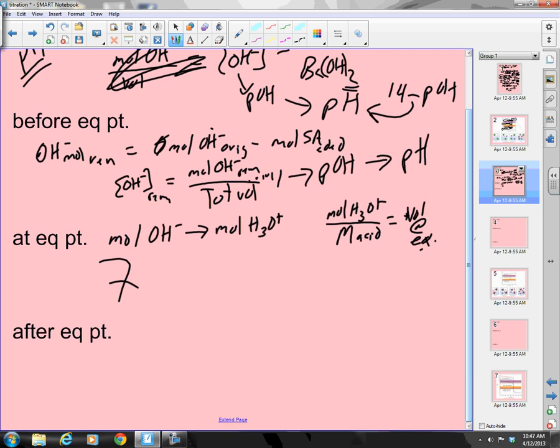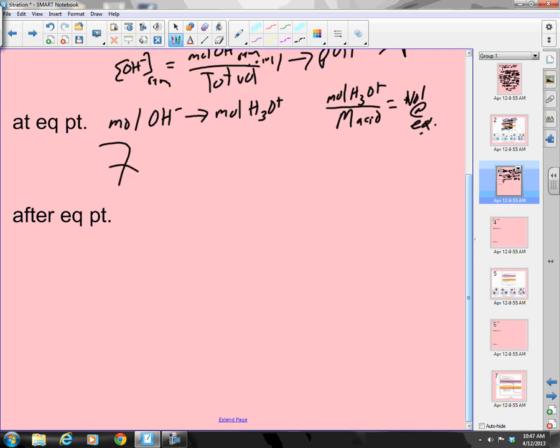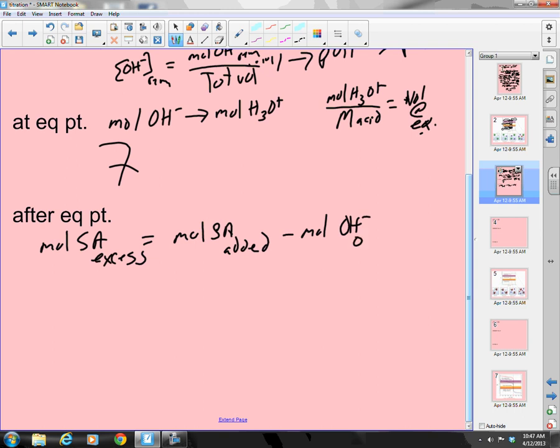And after the equivalence point, I will want to find moles of my strong acid excess. So I'm going to take the moles of strong acid added minus moles of OH minus original. Excuse me, how do I get this? I'm just going to take my volume times my molarity. The volume of my acid added times the molarity, and this is my original stuff, right?